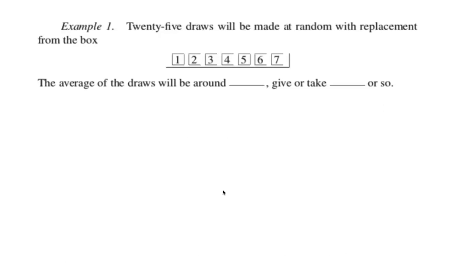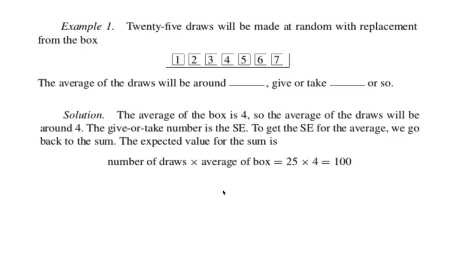Let's do this example with 25 draws, and we want to determine what the average of the draws would be, and the error that would be associated with this. The average of the box, we can compute, turns out to be 4, so we expect that the average of the 25 draws will be the same as the average of the box, which is 4. Now we have to find the error, the SE, for this average.